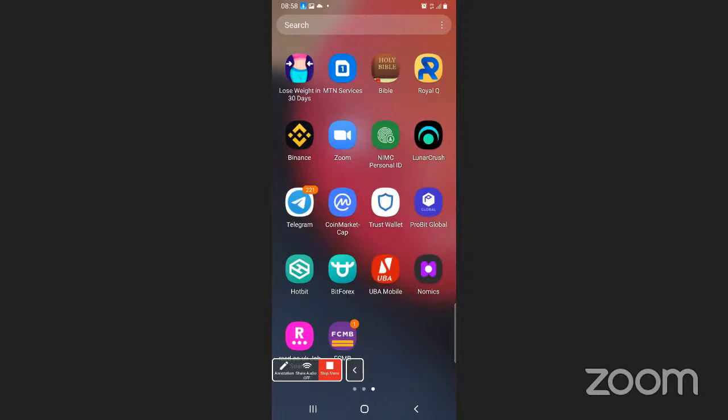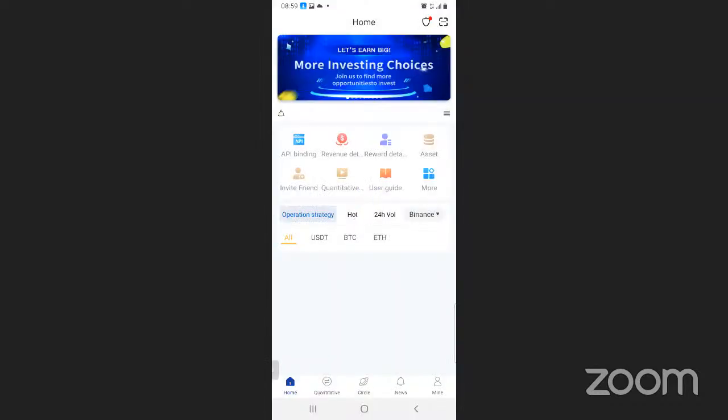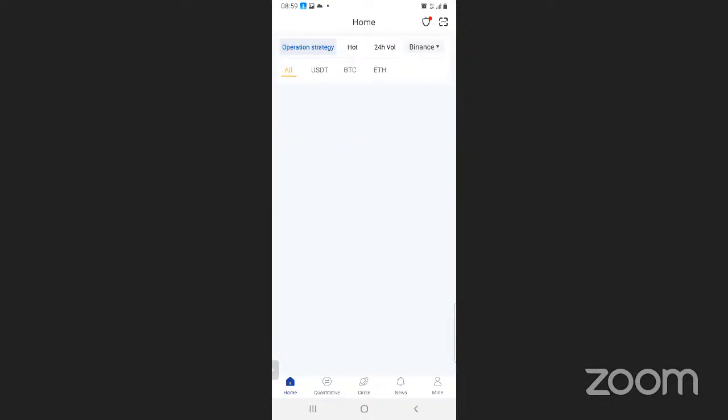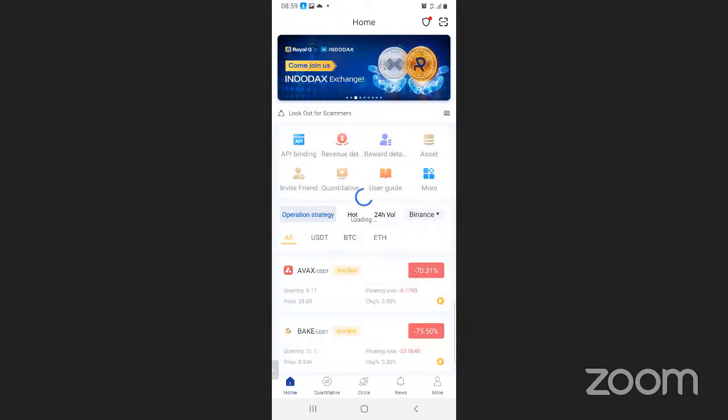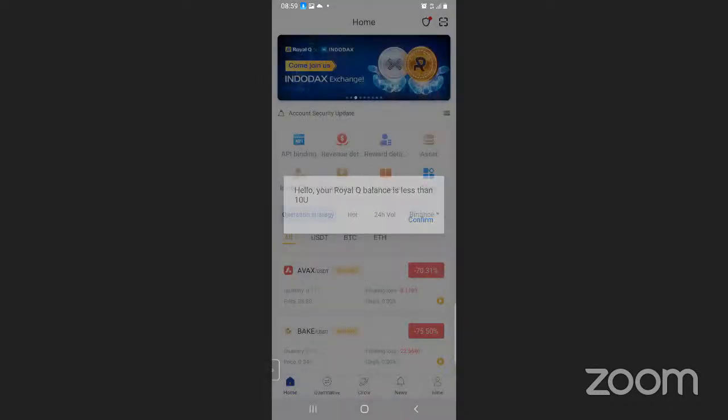Okay, you already see my screen. What else should I do? Yes. You tap on the RoyalQ app, your robot. You open it up. Okay, sir. I've done that, sir. You refresh. I want a display of the coins you're trading. Refresh. All right.